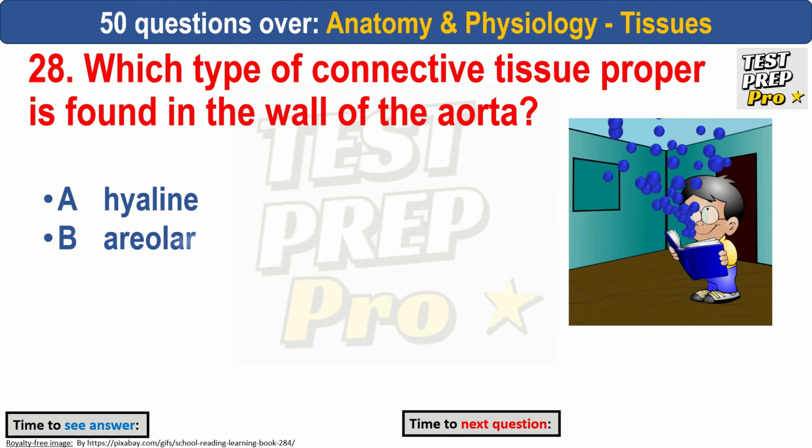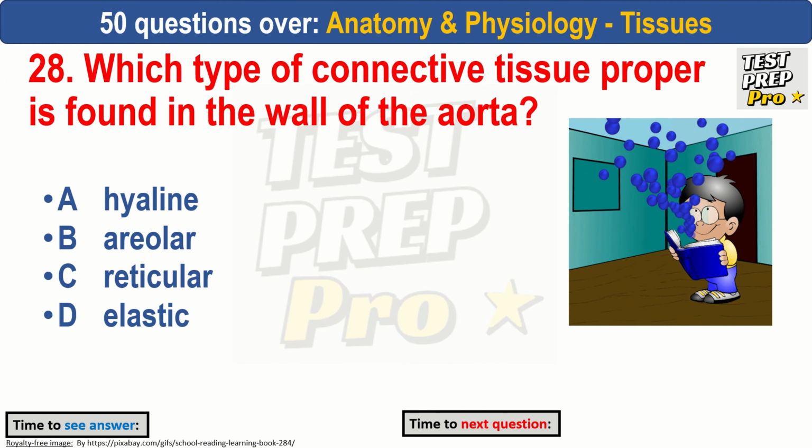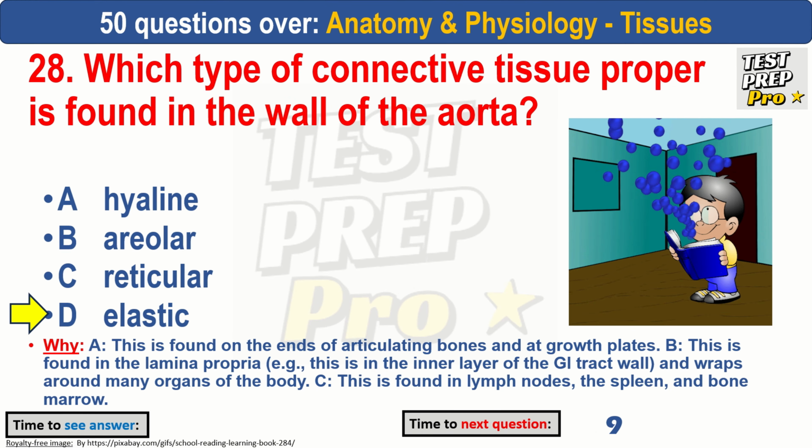Which type of connective tissue proper is found in the wall of the aorta? Is it hyaline, areolar, reticular, or elastic? The answer is elastic. Hyaline cartilage, that's found connecting the ribs to the sternum and also on the ends of a lot of your bones that articulate to one another, they have hyaline. It's very common.